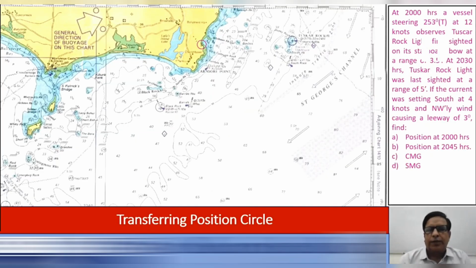Beta, this one is a little complicated. So we have two position circles here. It will be transfer of one and then cutting with the other. Shall I continue? Is it okay? Yes, sir. Continue, sir.